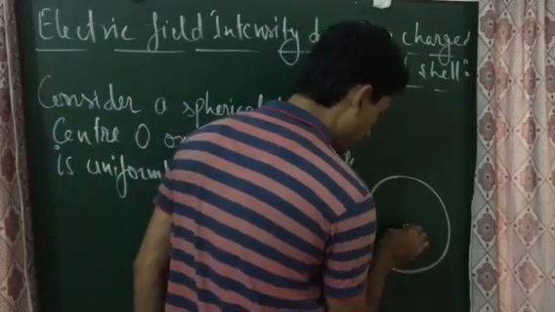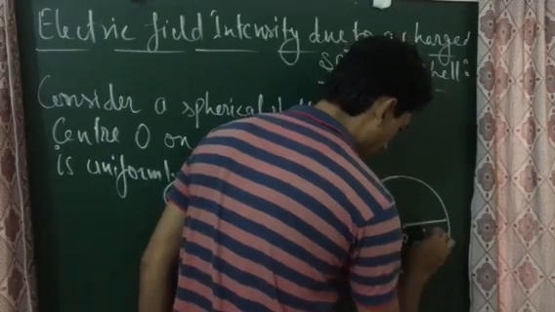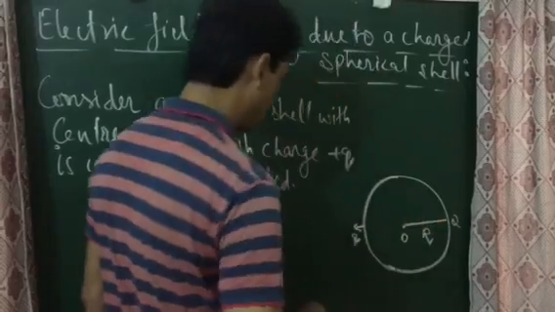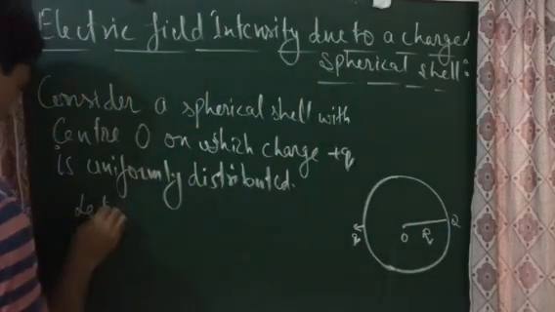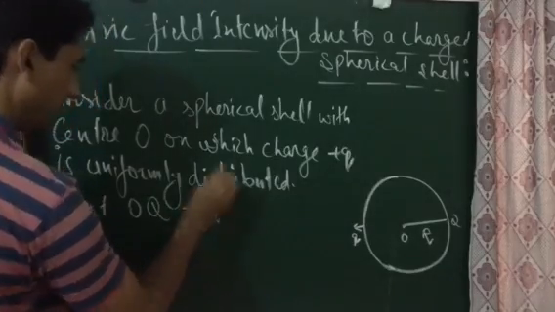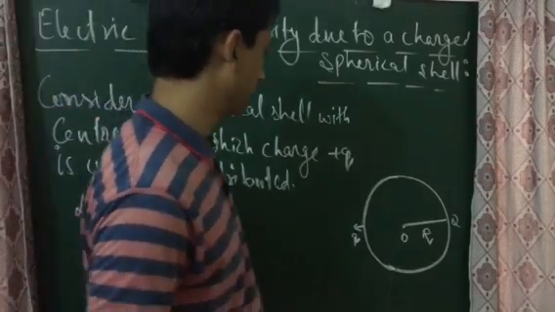Let its radius be capital R. Let this point be O, and let OQ, the radius of the spherical shell, be capital R.